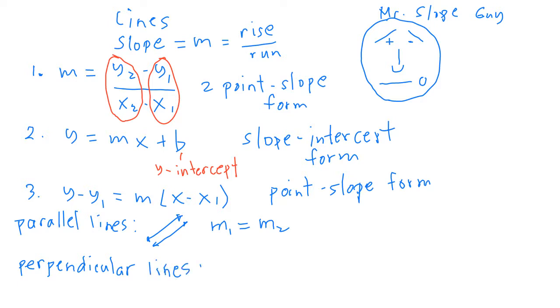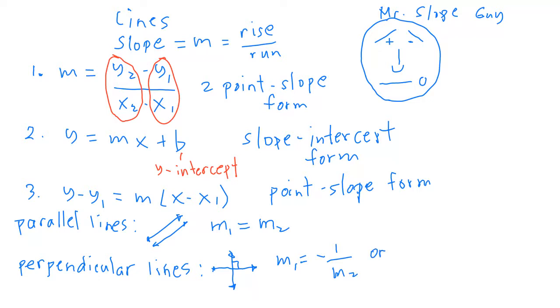So when two lines cross each other, forming a cross like a rectangular coordinate system, like the x and the y, and it forms a 90 degree angle, in this situation our m1 is equal to the negative reciprocal of the second, so negative 1 over m2.